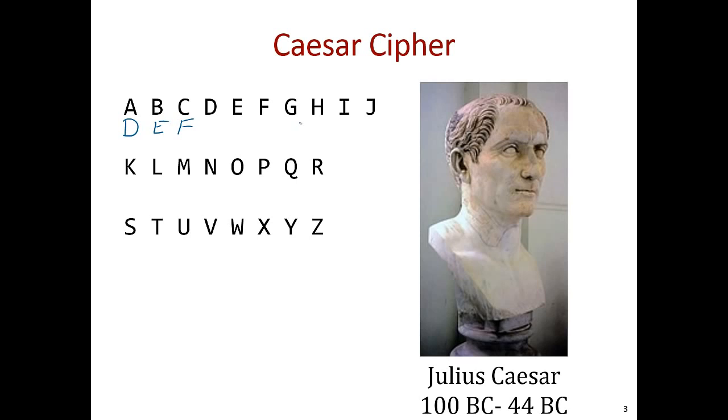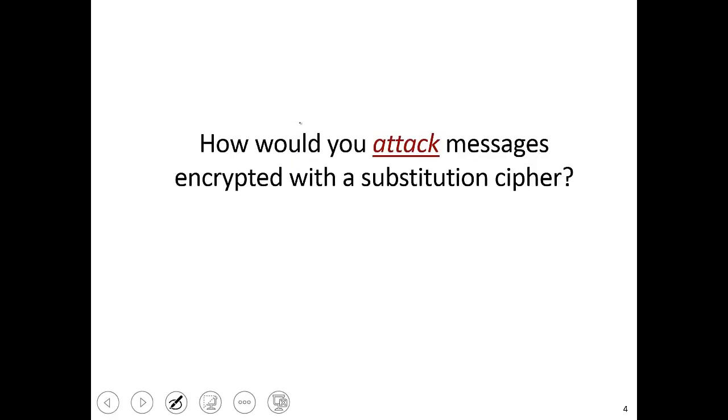Now it's important to note that while in a Caesar cipher, we are always shifting letters by a fixed amount, this need not be the case in general for a substitution cipher. A substitution cipher doesn't have to be just a fixed shift length. Now an interesting question, of course, is how would you attack messages encrypted with a substitution cipher? Sometimes these are called, for example, cryptogram puzzles.